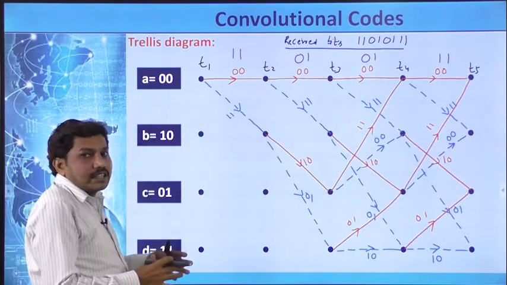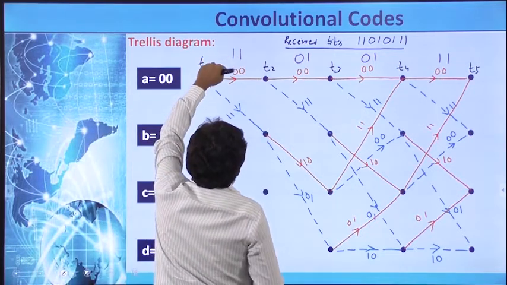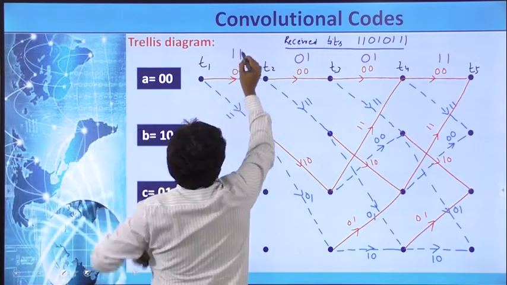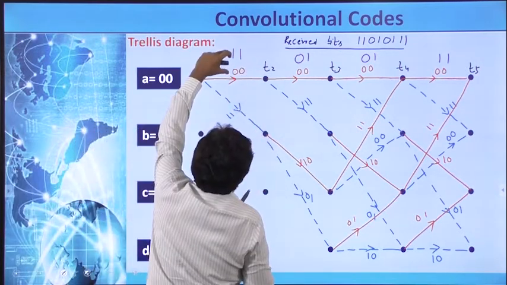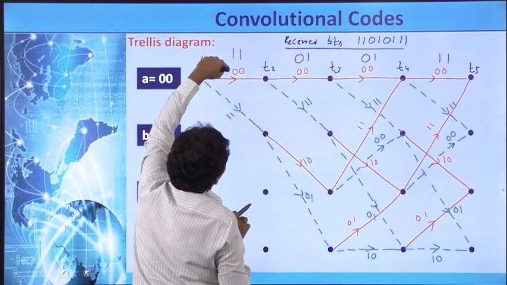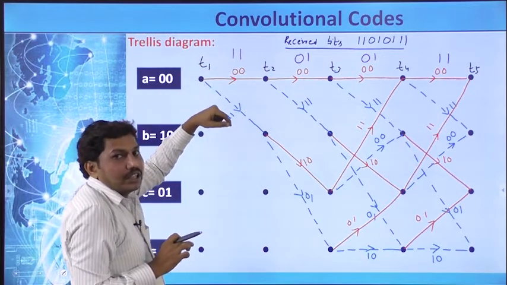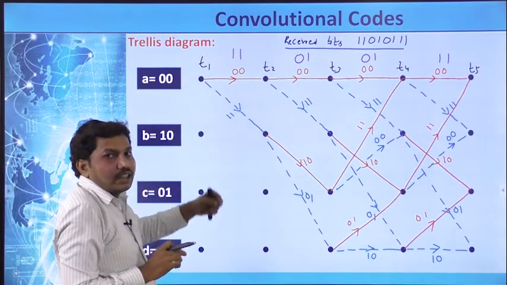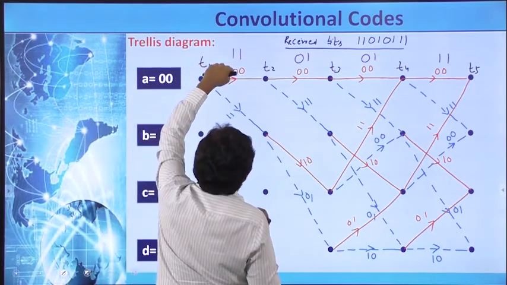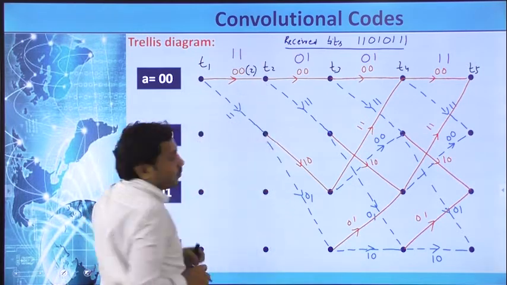In each stage, compare the received bits with the output bits. That means calculate the metric between these two. Metric means the Hamming distance between these two. Here it is 11, here it is 00. What is the Hamming distance? The Hamming distance between the two code words is defined as the number of elements in which they differ. So here 1 is changed to 0, here also 1 is changed to 0. The Hamming distance here is 2.